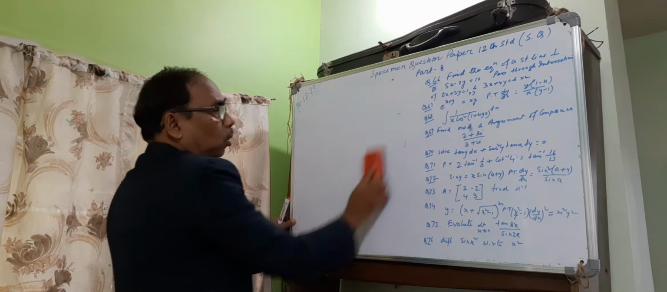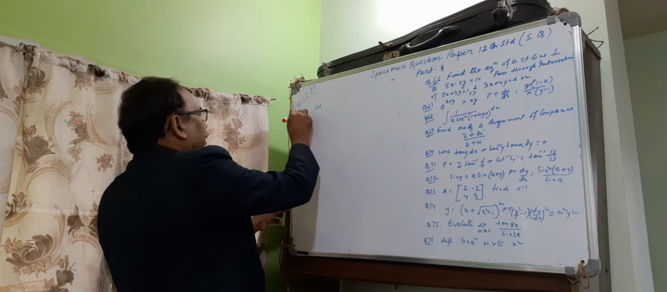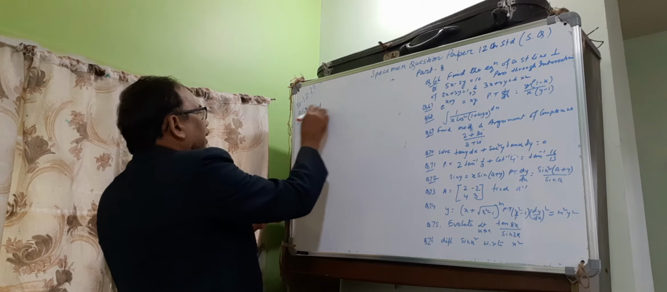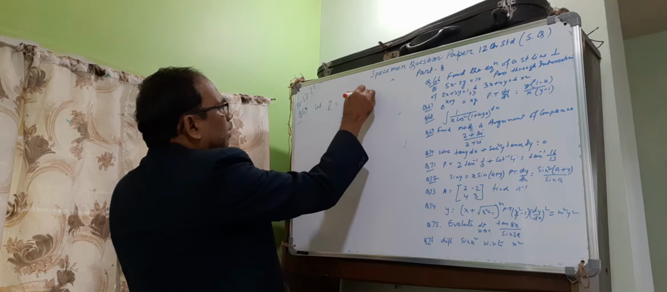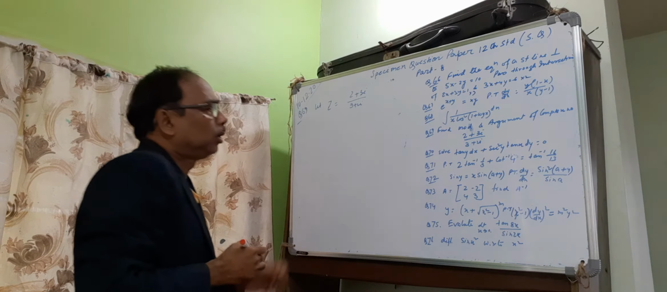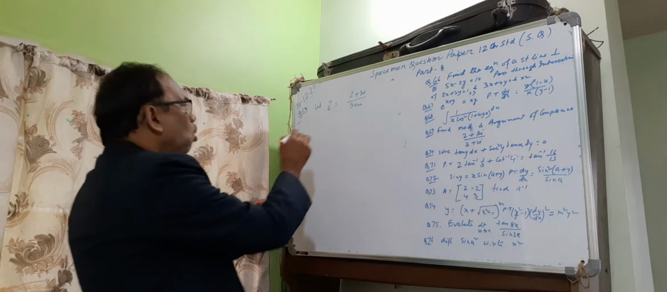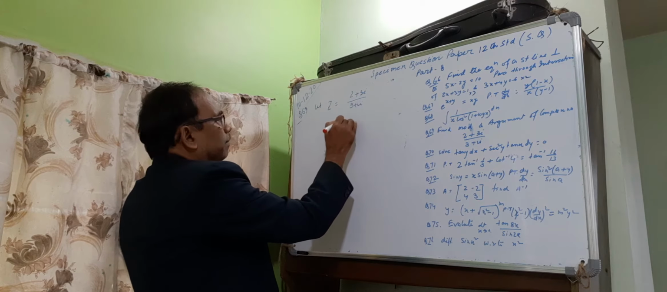It is a complex number. We have to find the modulus. Question number 69: let z equals (2 + 3i) by (3 + 2i). You have to find the modulus, that is, mod z. First of all, we have to rationalize this.